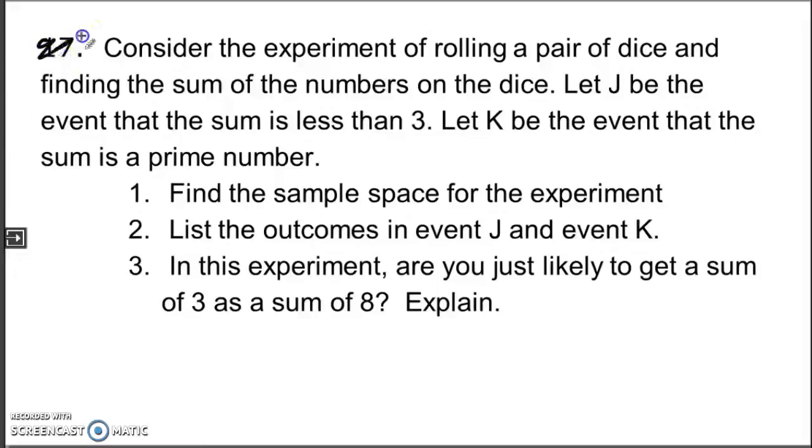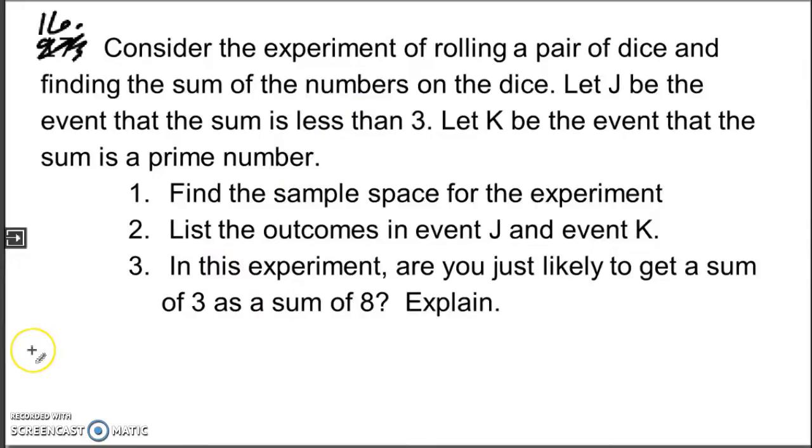All right, so this is actually number 16. Consider the experiment of rolling a pair of dice and finding the sum of the numbers on the dice. Let J be the event that the sum is less than 3, and let K be the event that the sum is a prime number. So we're going to find the sample space for the experiment.